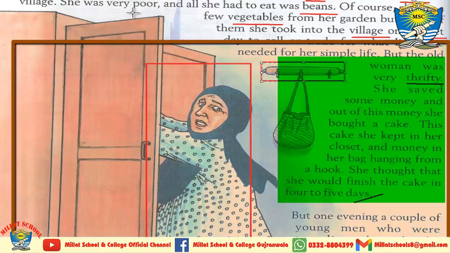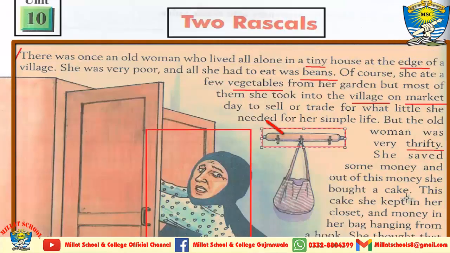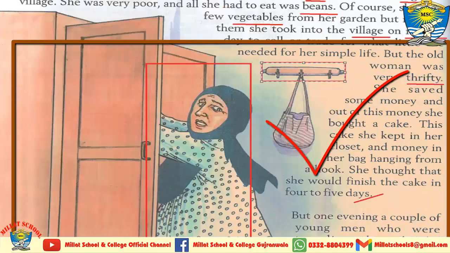Okay, students, let me ask you a few questions. What did she buy with the money she saved? She bought a cake. Very good. And where did she keep the cake? She kept the cake in her closet and the money in her bag that was hanging from a hook. In how many days would she finish the cake? 4 to 5 days. That's what she thought. Okay, students, I hope our today's target is clear to you. Don't forget to practice it at home.